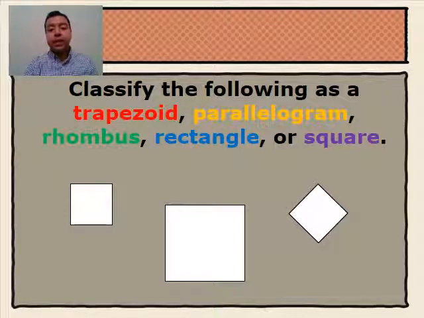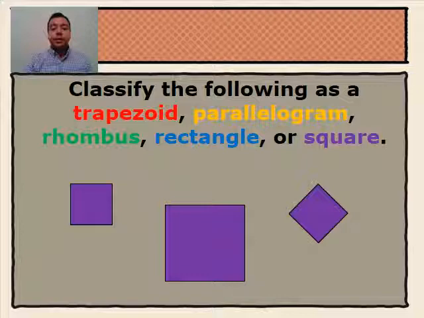Now we're going to classify the following shapes as either a trapezoid, parallelogram, rhombus, rectangle, or square. Each of these shapes we know are squares. We know this because they each have four equal sides, two pairs of parallel lines, and also four right angles.